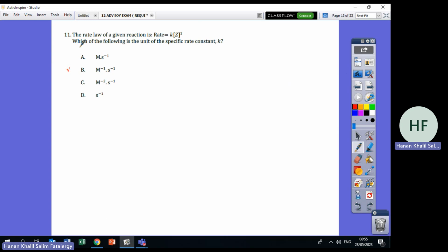Given the rate law, which of the following is the unit of K? Now I need to know the order. How much is the order? Remember, the order is this power. If you have this question, rate equal K times A times B power 2, how much is the overall order? Of course the overall order is 1 plus 2, which is equal to 3.